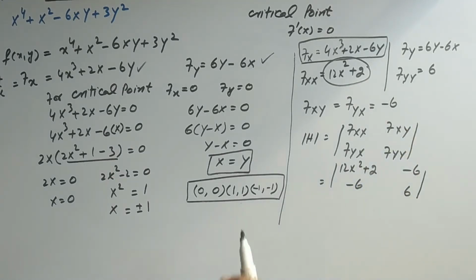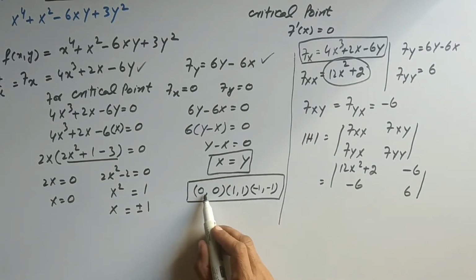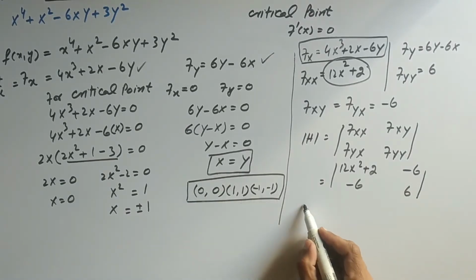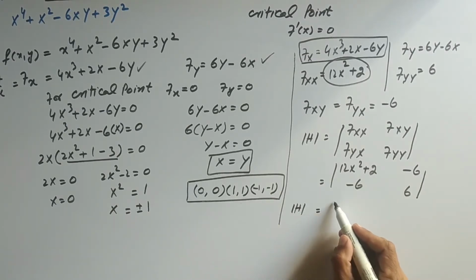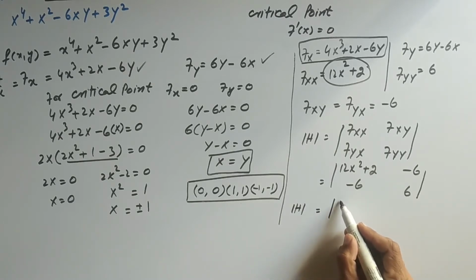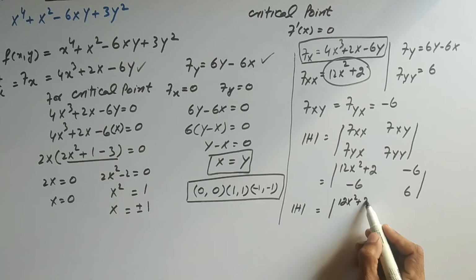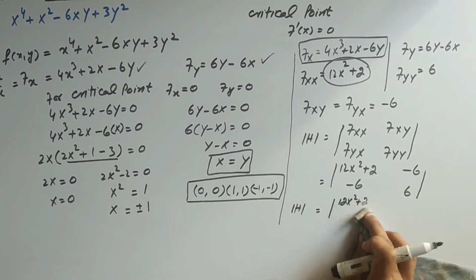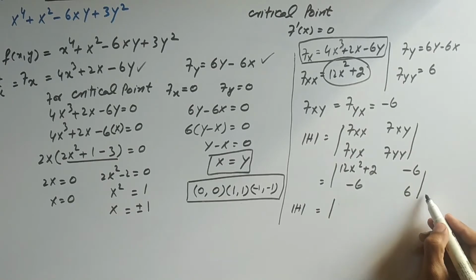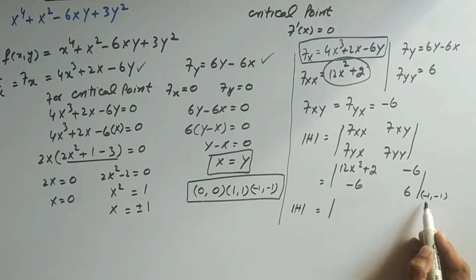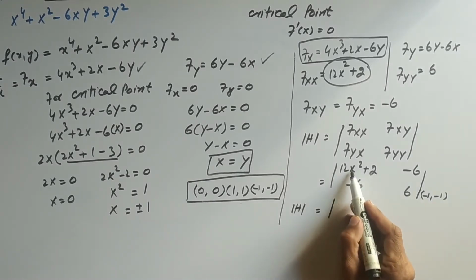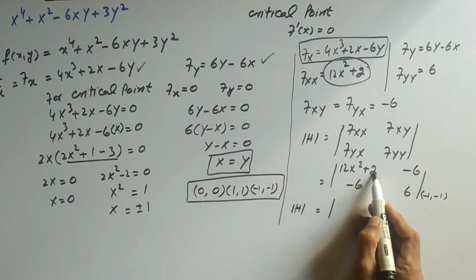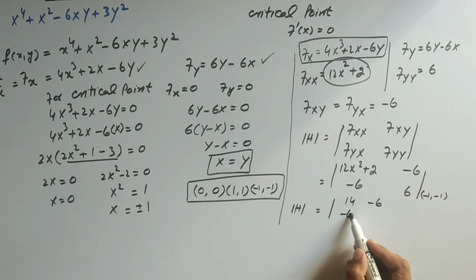Now these are our critical points. First of all, minus 1, minus 1. So we take first of all minus 1 and minus 1. In 12x square plus 2, now put the values. Minus 1, minus 1 means the value of x is minus 1 and the value of y is minus 1. So if we put the value of x as minus 1, this will be 12 plus 2, 14, minus 6 and 6.